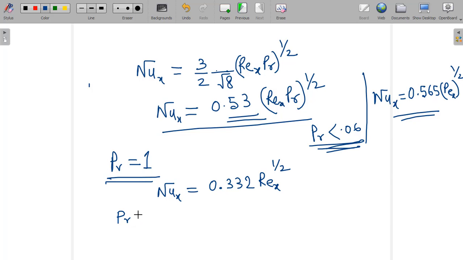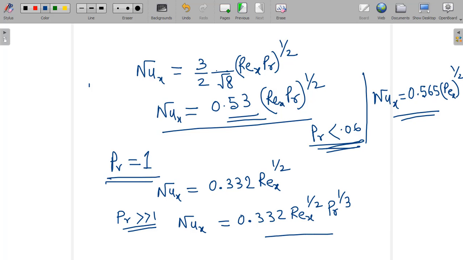If the Prandtl number is much greater than 1, and you do a similar analysis with the approximate velocity profile and thermal temperature profile, the calculation will not be so easy. A lot of algebraic manipulations will be required, and if you can do that, you will find that Nu x will be equal to 0.332 into Rex to the power half into Prandtl to the power 1/3, and this result is valid for Prandtl number much greater than 1.